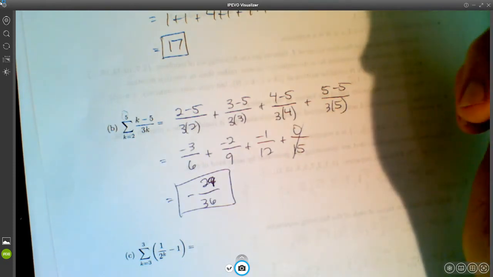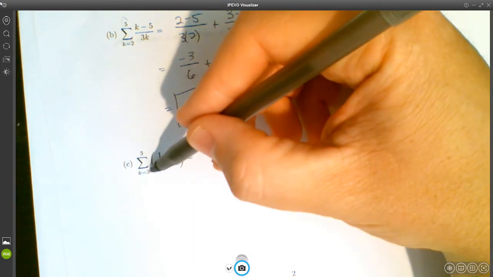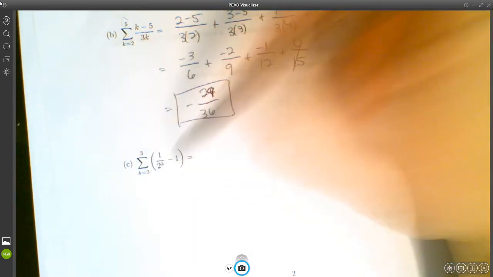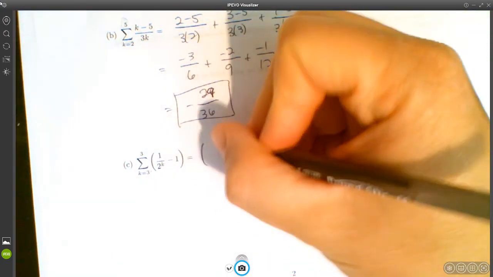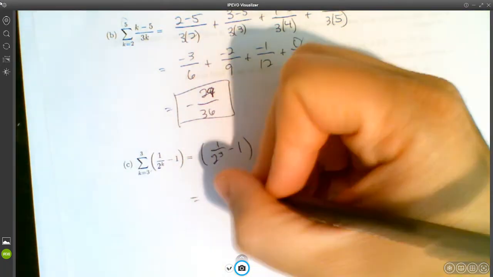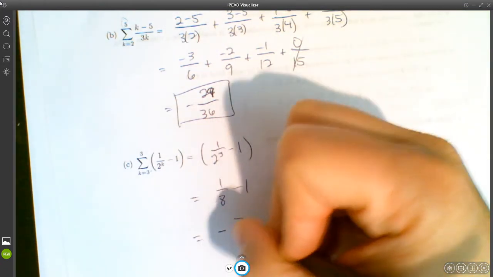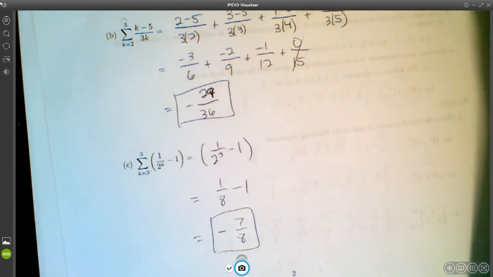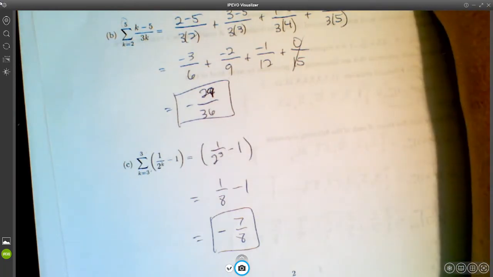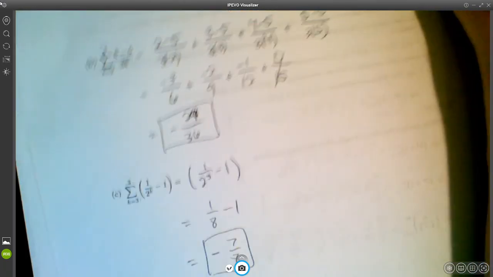Okay, part C. Part C is a little strange because you're going to start at 3 and you're going to end at 3. That means there's only going to be one term, right? You're going to plug in 3 for k, and that's it, right? So this is going to be 1/8 minus 1. That's negative 7/8. Okay, so again, kind of a strange one because you're starting and ending at 3. So you're not adding anything up, you're just plugging in 3.